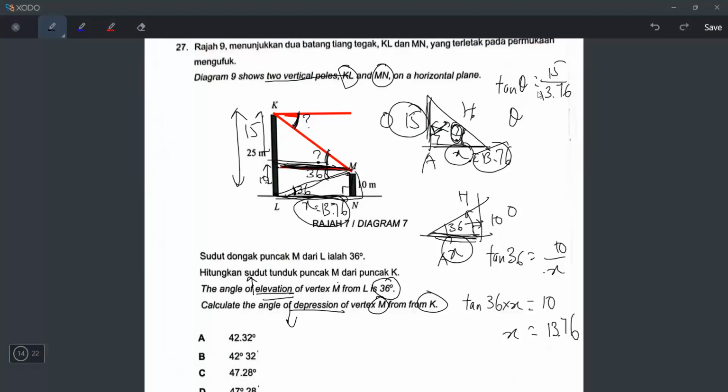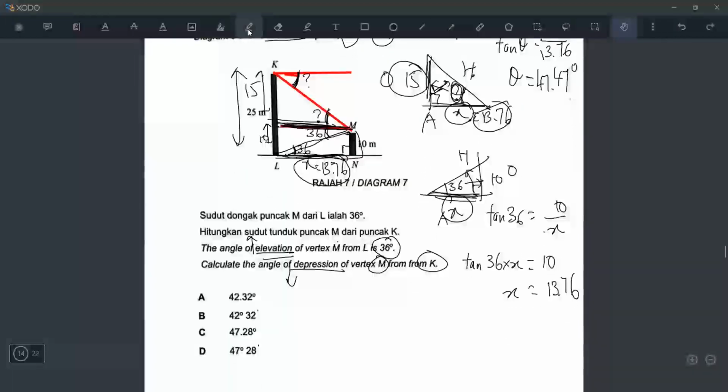15 over 13.76 equals 47.4688, so 47.47 degrees. Okay, let's look at A, B, C, D. Is there any answer that looks like 47.47? No, no, no, no.